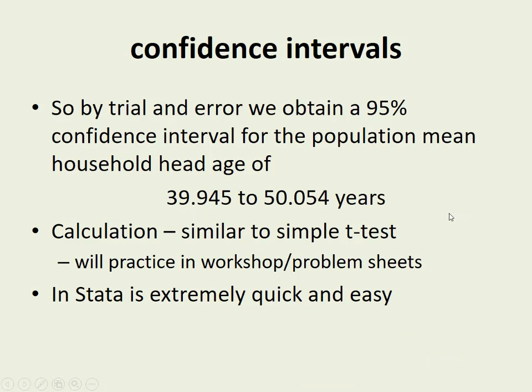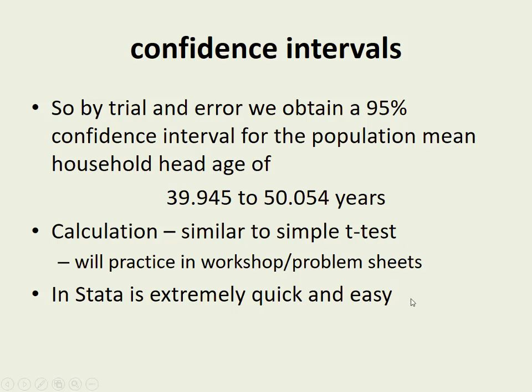So we call that our confidence interval: anything between those values we would not reject if we did a t-test based on a 5% significance level. So that's what a confidence interval is saying. It's saying, okay, we're not sure exactly where the population mean is, but we would not reject anything between there and there if we did a t-test. So that's quite a good range of values that we can be confident it's lying in there somewhere.